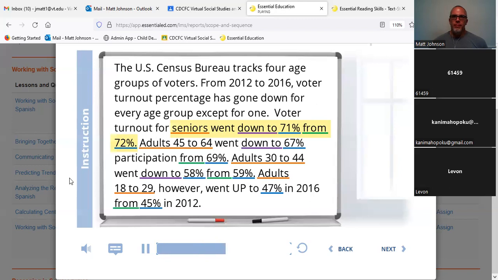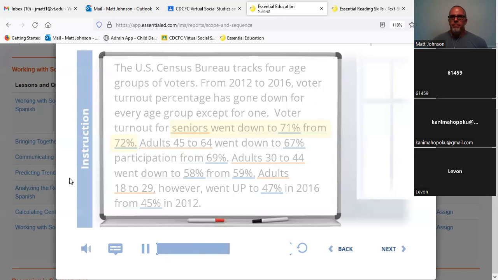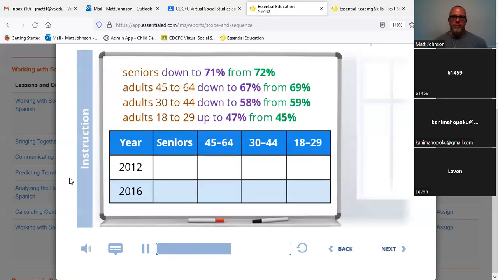Now that I've identified the most relevant information, I can strip away everything else. There. Now I'm ready to fill in a graph. First, I plug in all the from data into the 2012 slots. Next, I fill in all the up to or down to data in the 2016 slots.